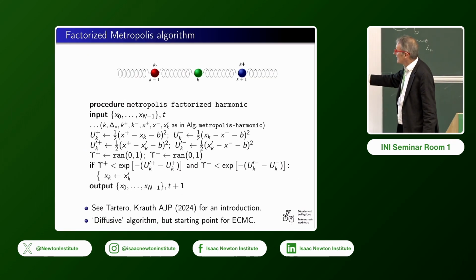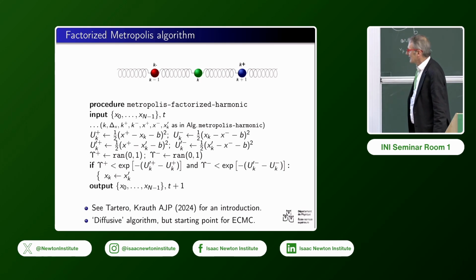So here you see it. I have a random number plus, random number minus. I check whether the first factor accepts the move. I check whether the second factor accepts the move. And only if both of them agree, the committee here agrees, then I accept the move and output the thing.